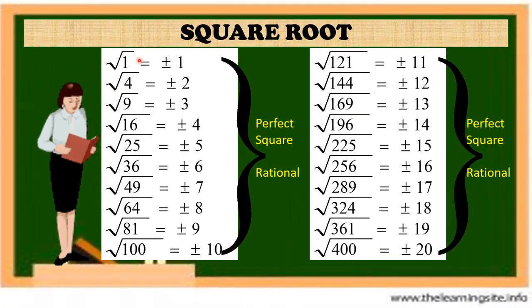So we have the square root of 1 equals plus and minus 1. The square root of 4 equals plus and minus 2. The square root of 9 equals plus and minus 3, and so forth. The square root of 121 equals plus and minus 11. The square root of 144 equals plus and minus 12, up to the last.